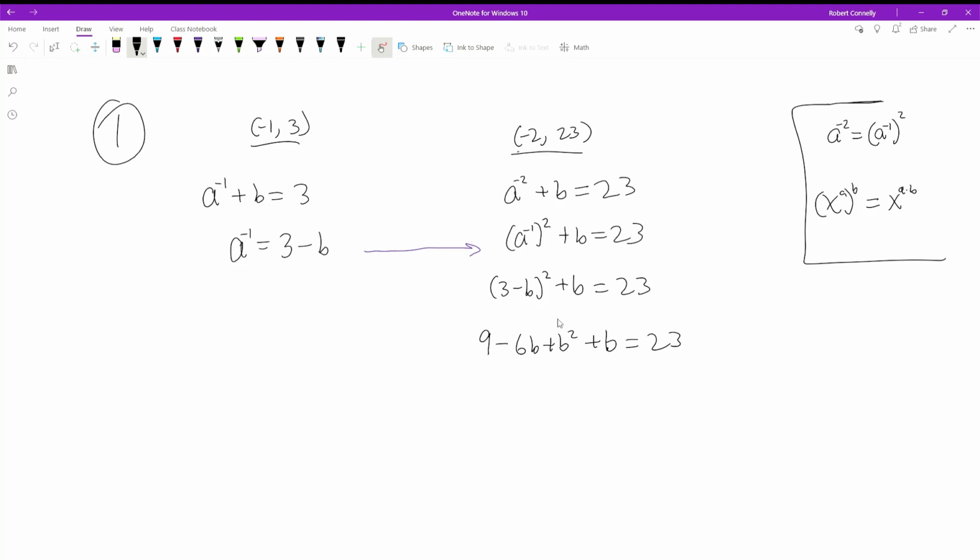So this is a quadratic, and I would solve it just like any old quadratic. I'd set it equal to 0, and then I'd factor it or use the quadratic formula. So I've got one b squared term here, and then I've got -6b plus b, that's -5b. And then I've got 9, and when I subtract the 23, 9 minus 23 is going to give me a negative 14. Now when I factor this, what do I get?